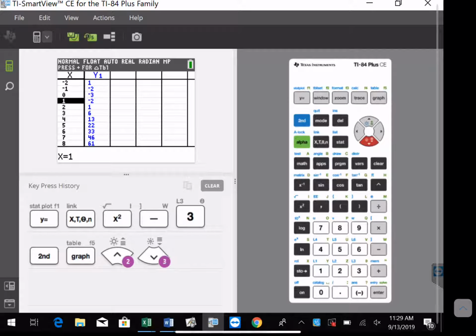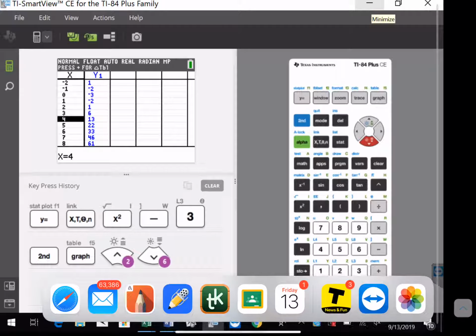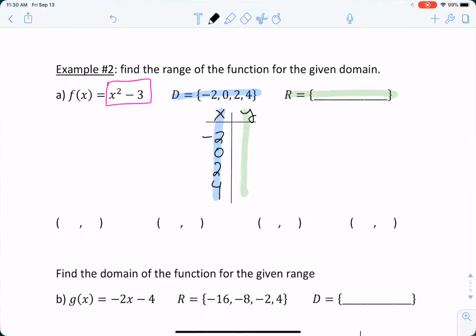When x is 2, we get 1. And when x is 4, we get 13. So those are the y values that we are going to write down. So again, when x was -2, we got 1. When x was 0, we got -3. When x was 2, we got 1. And when x was 4, we got 13.